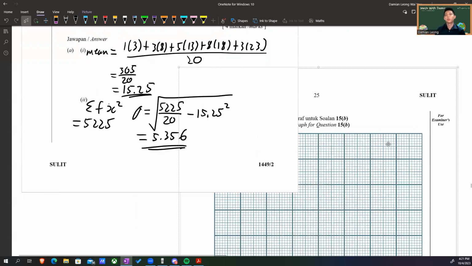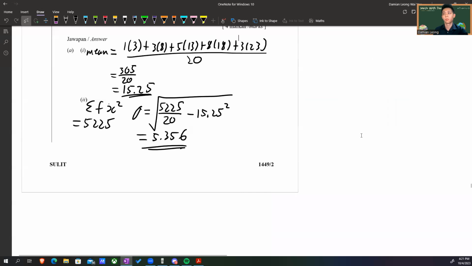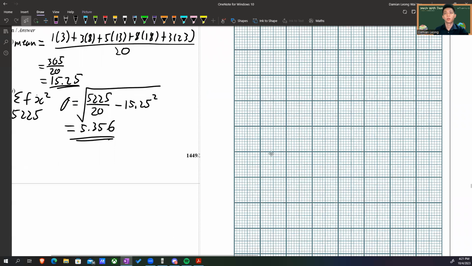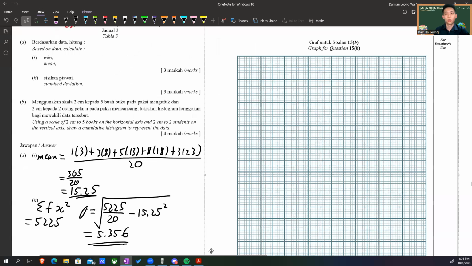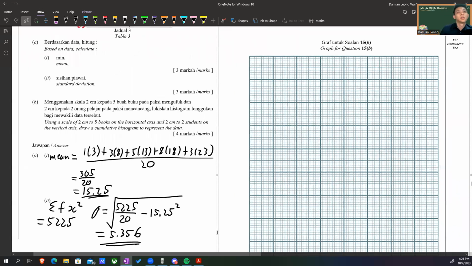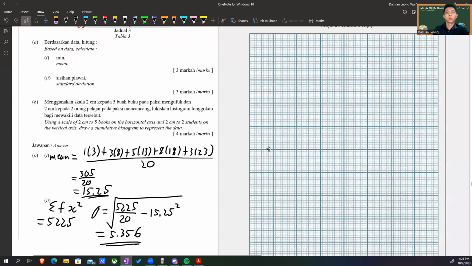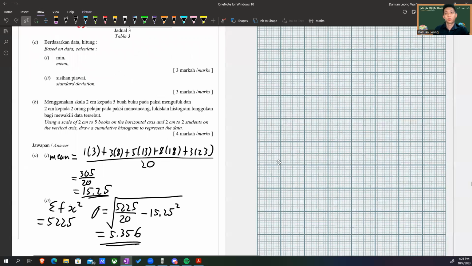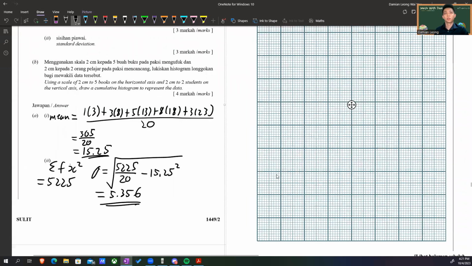Then I want to form the cumulative histogram on the graph. So again, I need to draw the graph. So using 2cm to 5 books and 2cm to 2 students. 2cm to 5 books for horizontal, 2cm to 2 students on vertical. So 0, 5, 10, 15, 20, 25, 30, 35, 40. Actually, no.